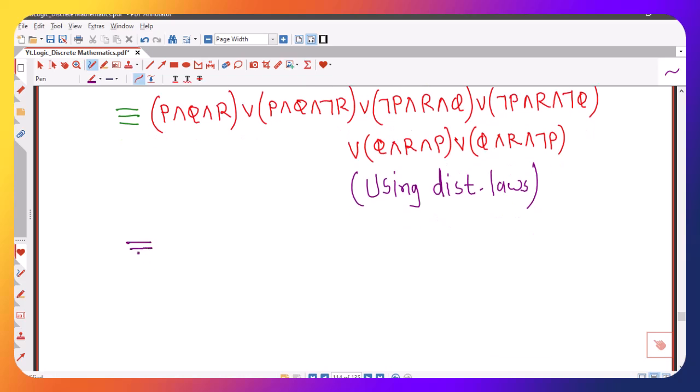Now we check whether there is any min term which is repeating. Here I have P and Q and R, and I will check whether there is P and Q and R somewhere here. So this is nothing but P and Q and R. Using the commutative law we can rewrite this as P and Q and R. So we will ignore this. Then we check for this P and Q and negation R. I will check for P first. So this is not repeating.